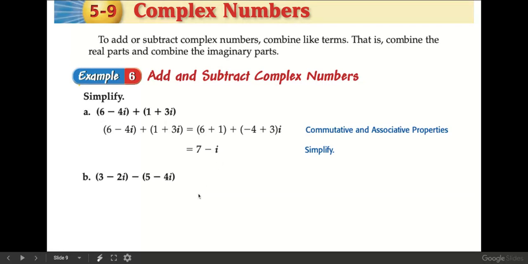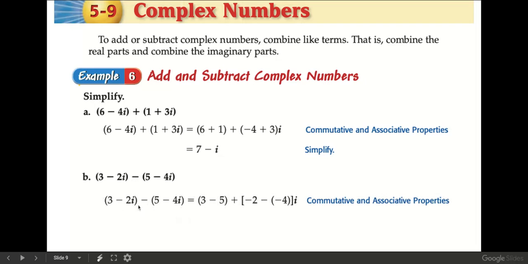And then let's take a look at the second one here. So again, the two real parts, the two imaginary parts, this time I'm subtracting. So it's going to be 3 minus 5 and negative 2 minus negative 4. And again, 3 minus 5 is negative 2. And negative 2 minus negative 4 is going to be positive 2. So I have negative 2 plus 2i. Again, the real part and the imaginary part.